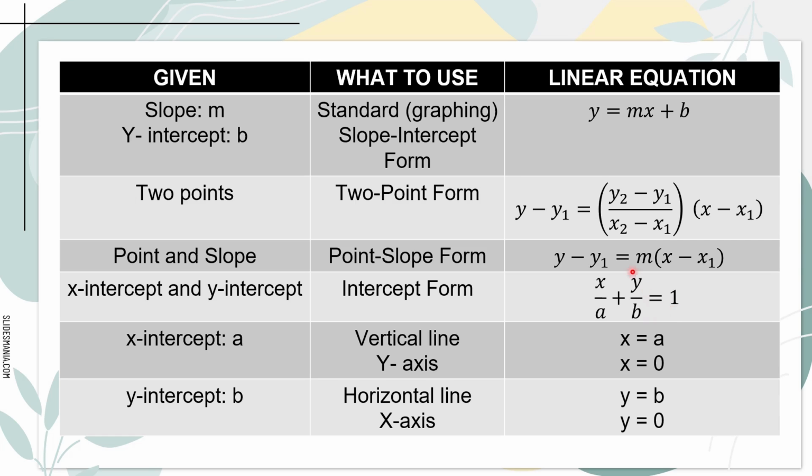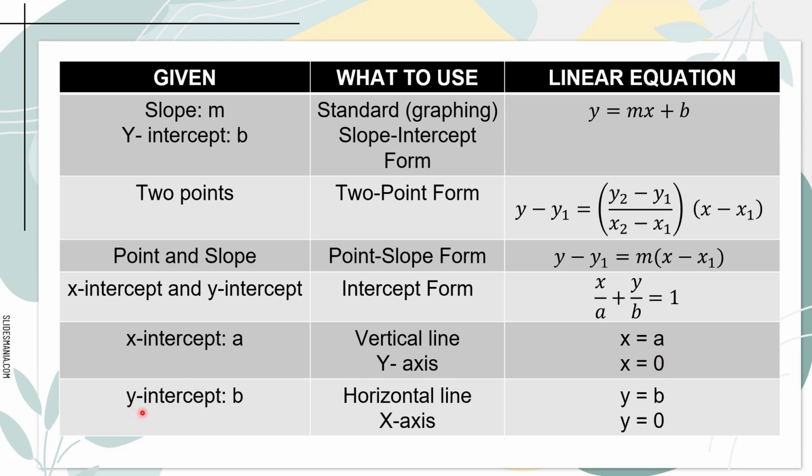Next, if the given is the x-intercept, we're gonna use this one, the equation for vertical line. So this is given by this, x is equal to a, wherein a is your x-intercept, or your x coordinate, rather. And if the vertical line is your y-axis, the equation for it is x is equal to 0, right? This is the equation for y-axis. X is equal to 0.